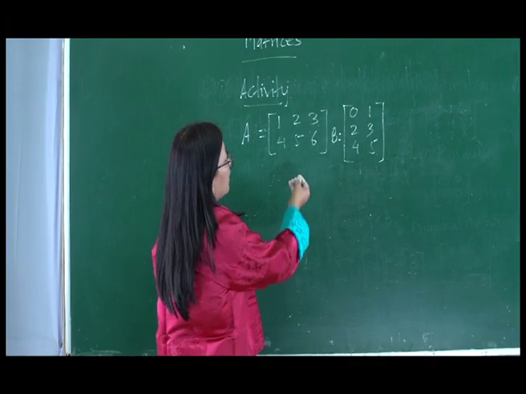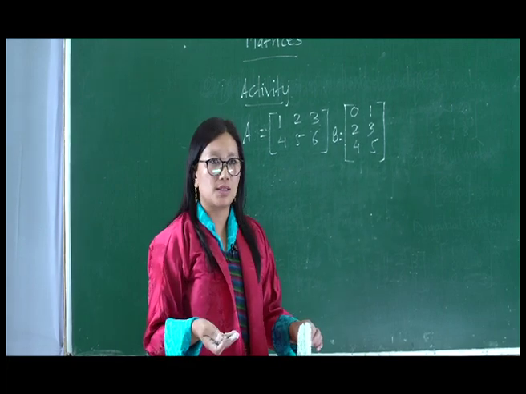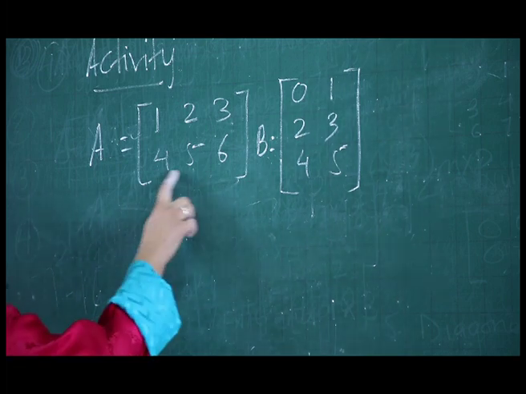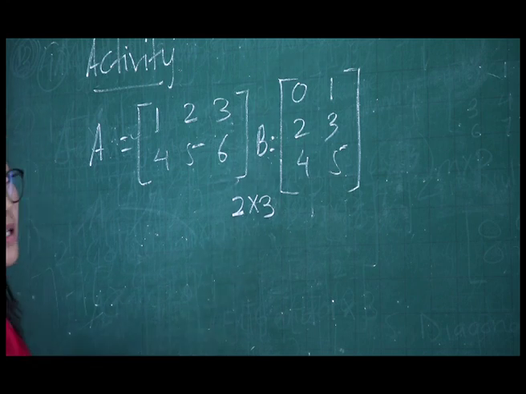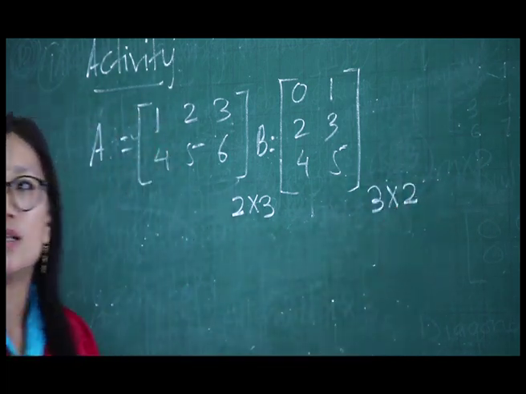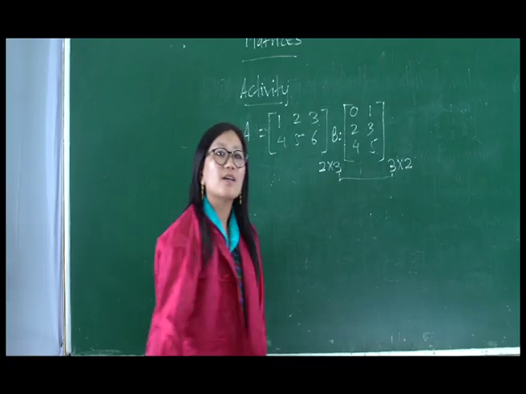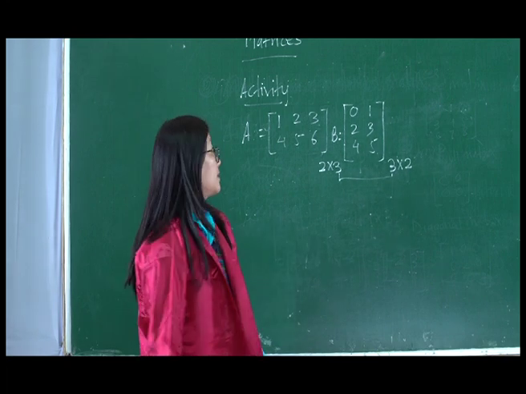Alright, now let us look into the dimension, because finding out the dimension is very important. If we look into the dimension of matrix A, we have 2 rows followed by 3 columns. Now let us move on to matrix B. We have 3 rows followed by 2 columns. So what do you notice here? The 2 inner numbers are the same. This means we can multiply these 2 matrices.